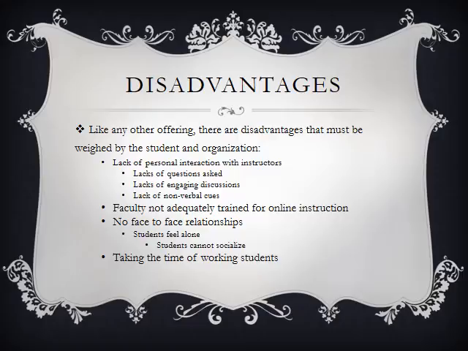Sometimes the faculty is not adequately trained for online instruction, and that's part of what this presentation helps you with, to see some of the things you need to consider as you're building an online course. Sometimes when there's not a face-to-face relationship, students feel alone and they can't socialize, and this takes the time of working students. Just like a traditional face-to-face class, online learning takes time. And so when they're trying to balance their time and their online learning, it can pose a problem.